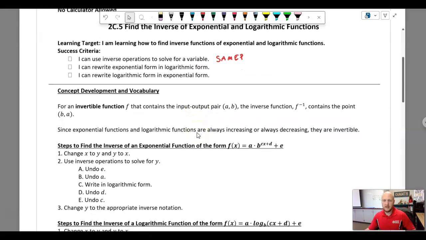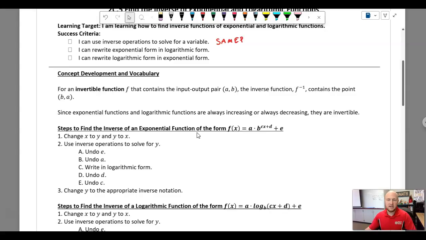So let's go ahead and refresh our memory. An invertible function is a function f that contains the input-output pair a comma b. Its inverse, f inverse is how you enunciate this, contains the point b comma a. Since exponential functions and logarithmic functions are monotonic, again, meaning that they only increase or decrease, they are invertible. And so here are our steps.